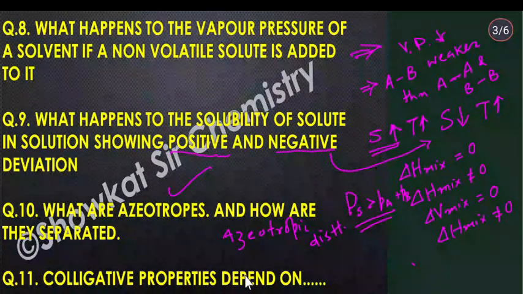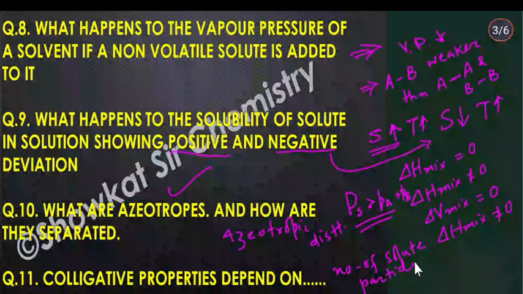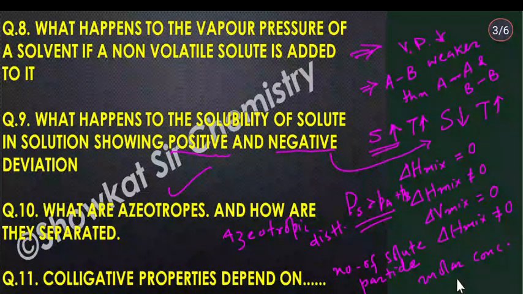Next is colligative properties. This is very important. You have already studied that colligative properties depend on the number of solute particles, right? That means we can say that they depend on the molar concentration, or you can simply say that these colligative properties depend on the number of moles of solute. So either you can say the number of solute particles, or molar concentration, or the number of moles of solute, right? This will be important.